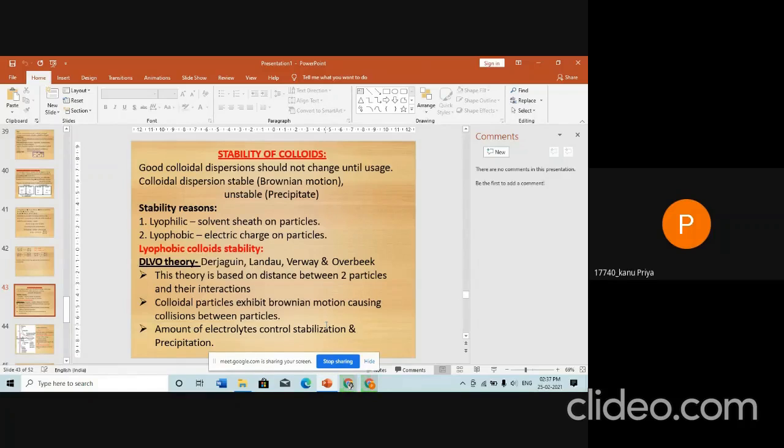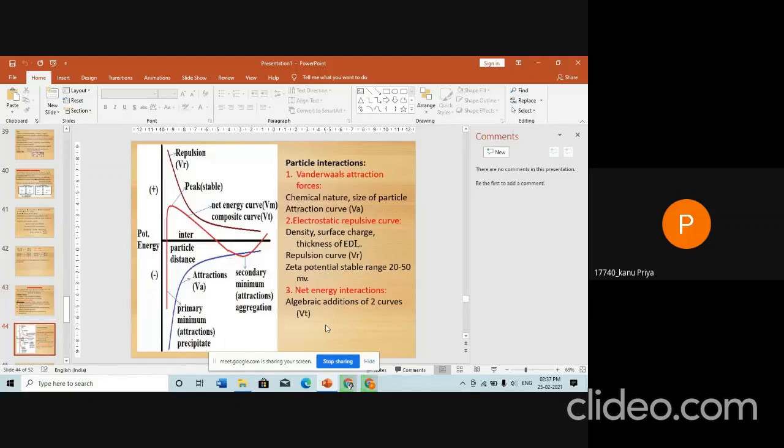Lyophobic colloidal stability: these are the four scientists who gave this theory, and this theory is based on the difference between two particles and their interactions, and they exhibit Brownian motion causing collisions. And third is the amount of electrolyte, which controls stabilization and precipitation. So these are the interactions between the particles: van der Waals attractions, electrostatic repulsion curve, and third is net energy interaction.